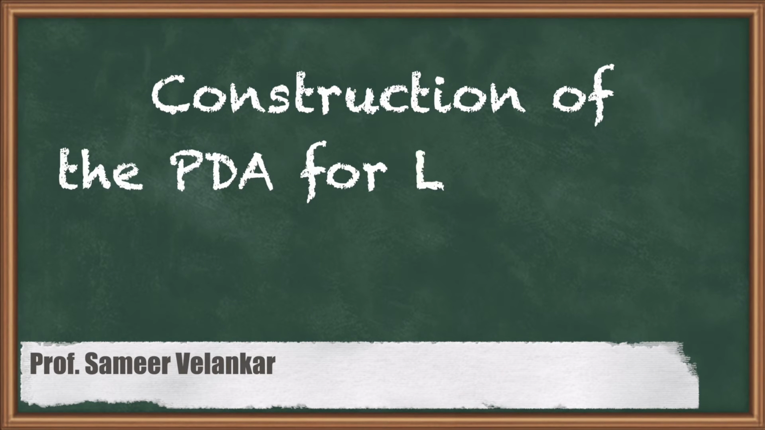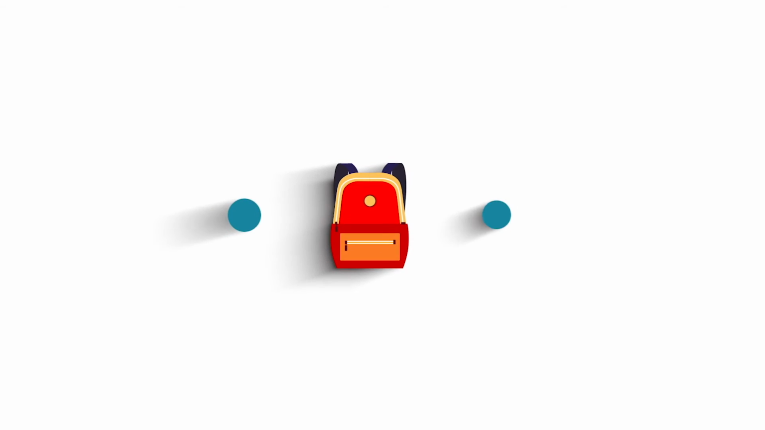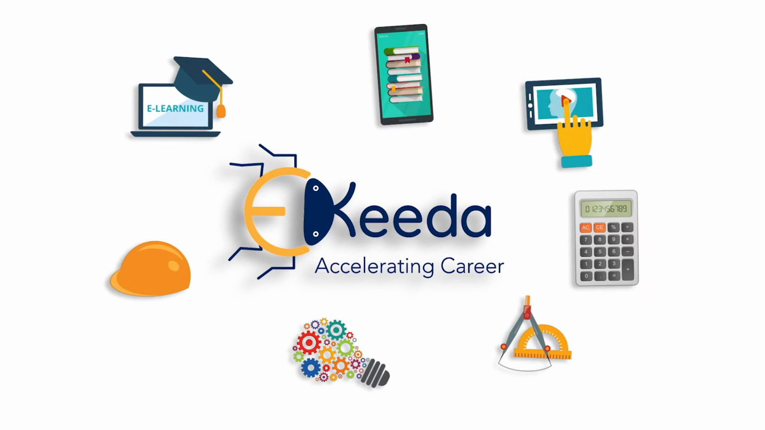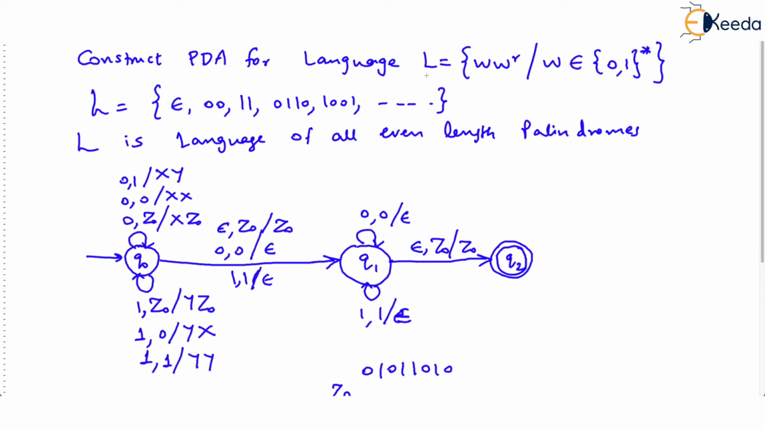Hello dear students, now let us see how to construct a PDA for the language we were discussing in the previous video. You recall the language was W W-reverse, given that W is in (0,1)*. And we saw that in this language there are all even length palindromes, correct? And epsilon, the empty string, is also one of the members, which is indeed a palindrome of length 0.